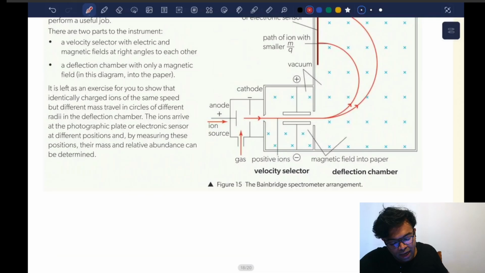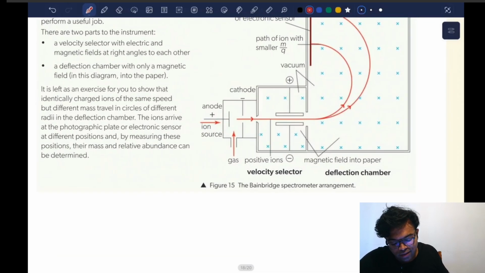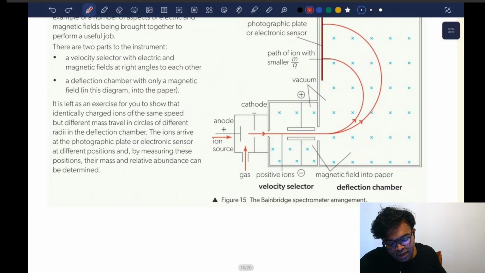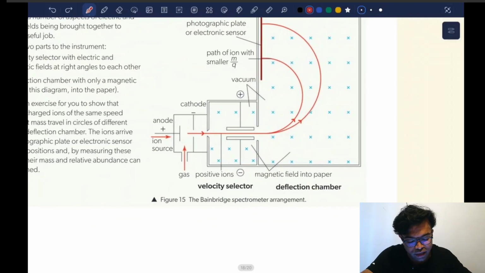The ions arrive at the photographic plate or the electronic sensor at different positions. These are the electronic sensors, okay? The photographic plate or the electronic sensor. This is what they're talking about, okay? At different positions, their mass and relative abundance can be determined. So this is the deflection chamber.